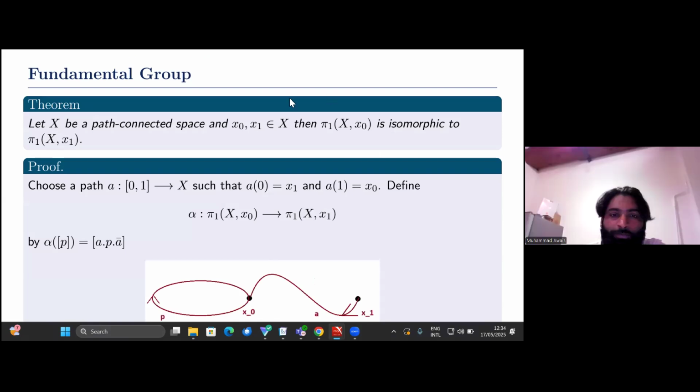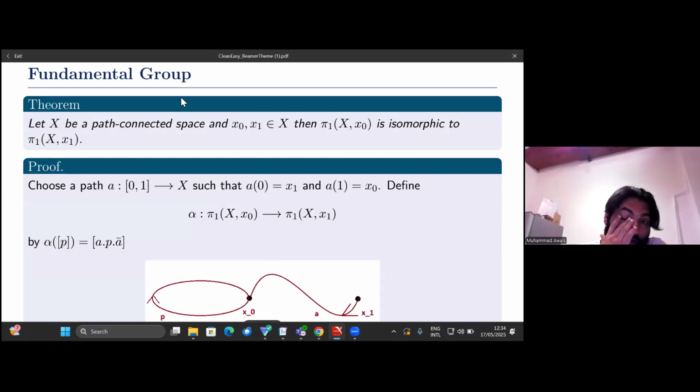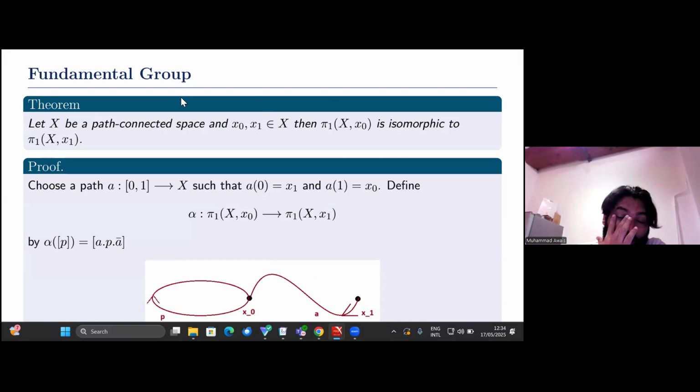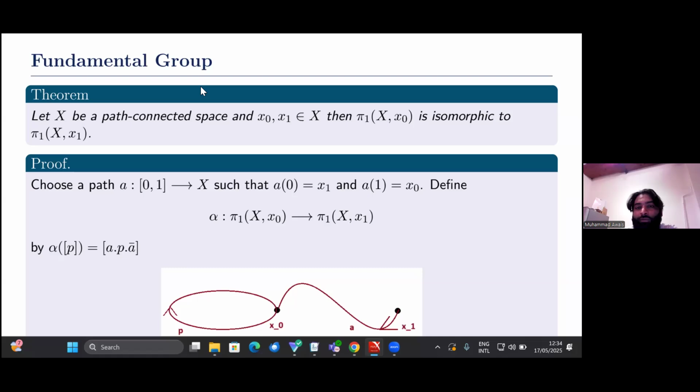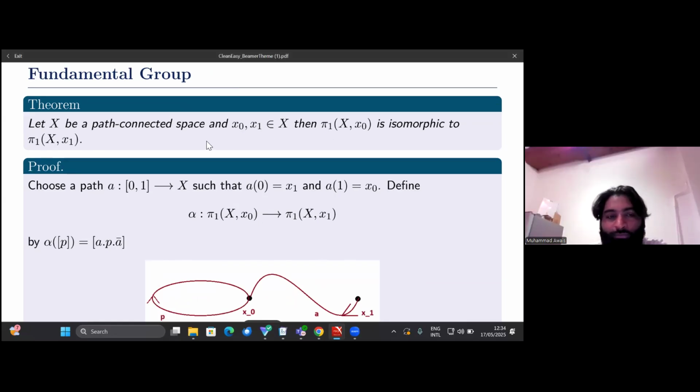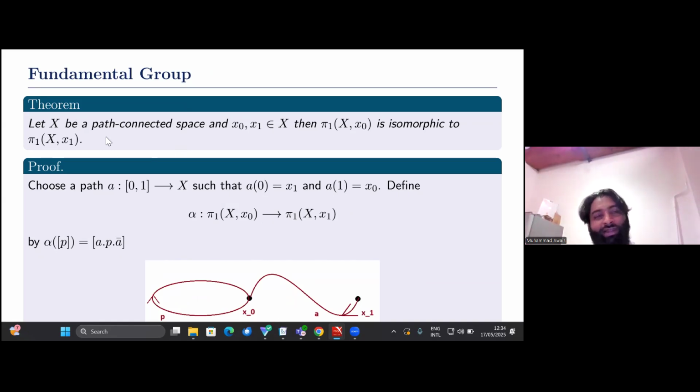Okay. So if our space is path connected, the fundamental group does not depend on the base point. Whatever base point you choose, you will have an isomorphic group at the end. So from now on, if our space is path connected, instead of writing pi1 of X comma x naught, we will write pi1 of X, because it doesn't depend on the base point. At the end, we will have an isomorphic group.